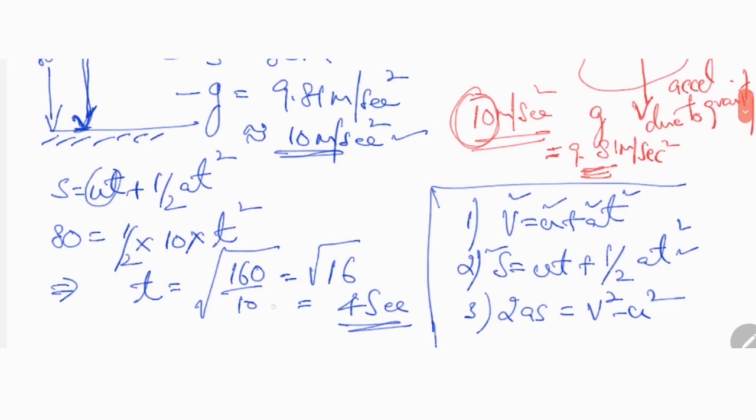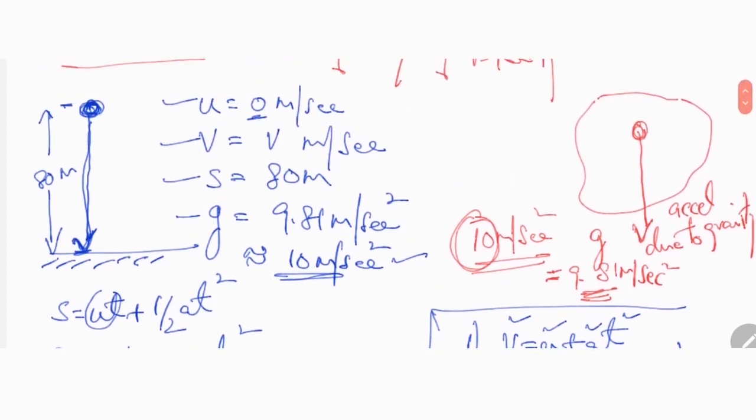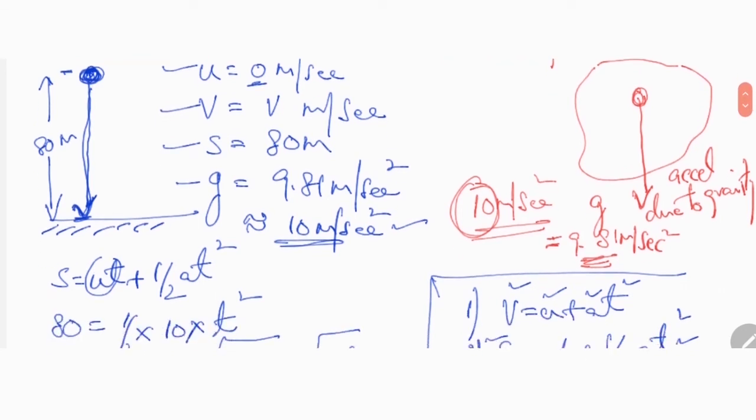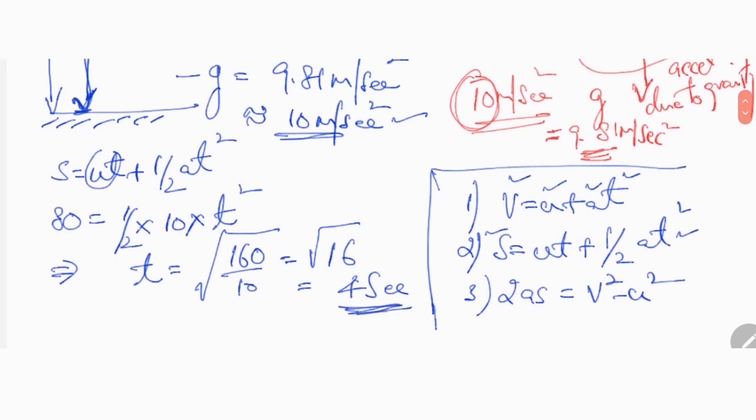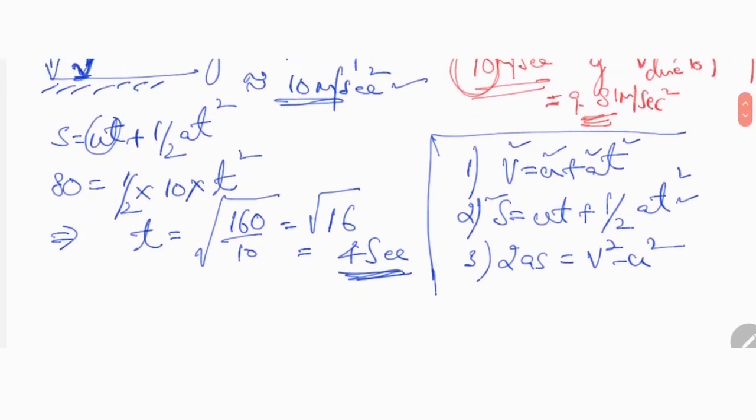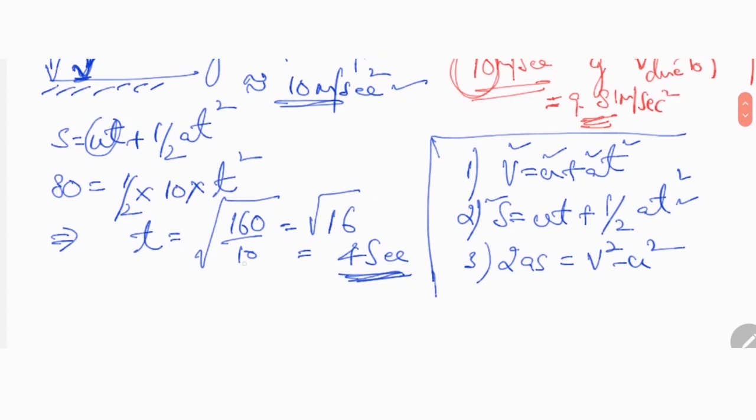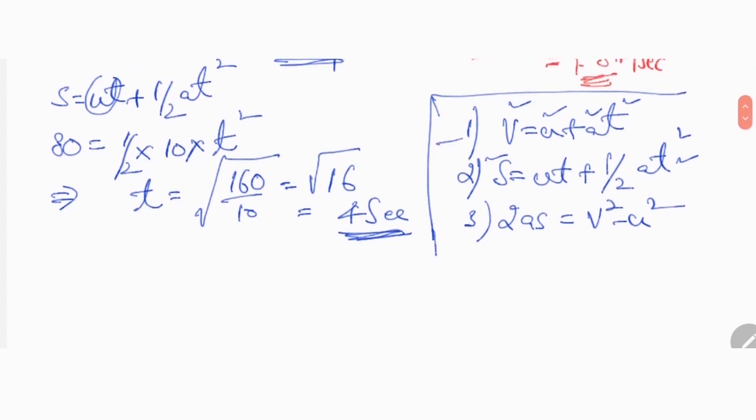Is this clear? No doubts about this, right? So we find that when this ball is allowed to drop freely from a height of 80 meters above the ground, it is going to take 4 seconds to get to the ground. And if I ask you what will be its velocity just before touching the ground, we are going to use a different formula, which will be this.